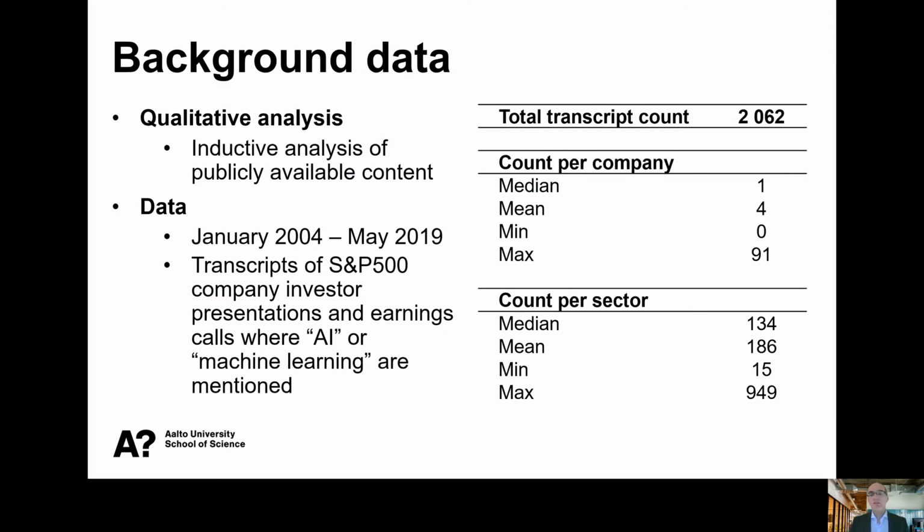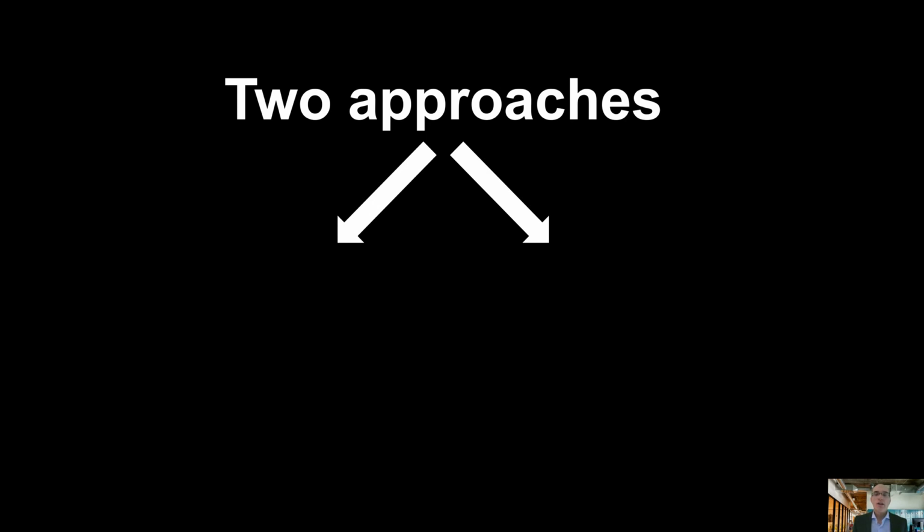We down-selected transcripts from these companies where relevant keywords were mentioned, keywords such as machine learning, AI, artificial intelligence. Of course, there are big differences between companies. Some companies talk about these technologies more, some less, as well as there are clear differences between sectors. In any case, after reading about 2,000 of these transcripts, we concluded that on a high level, we can see that there are two approaches to using AI.